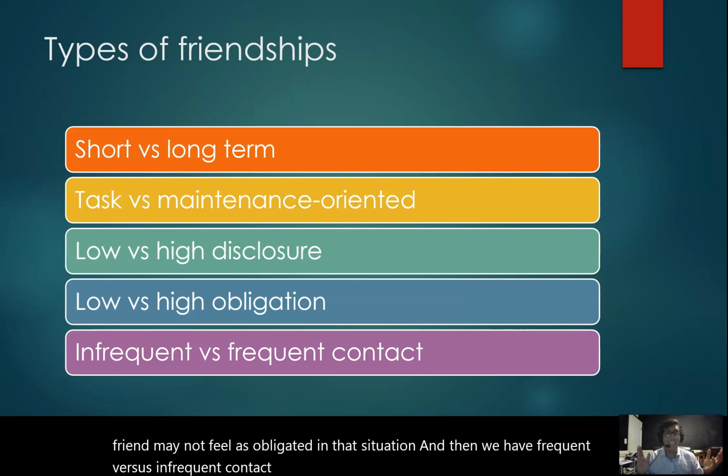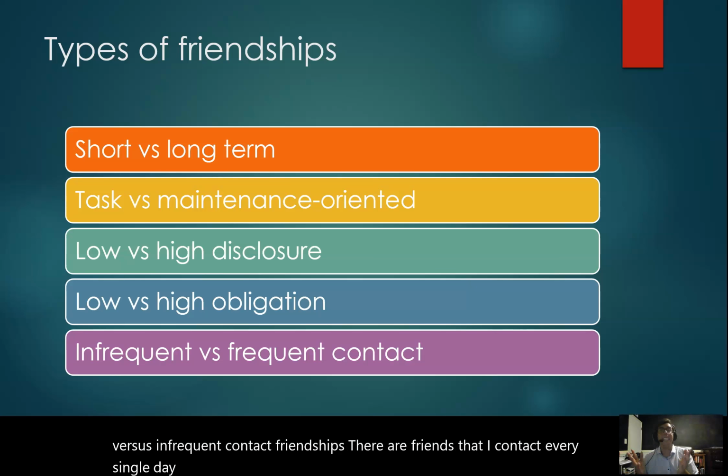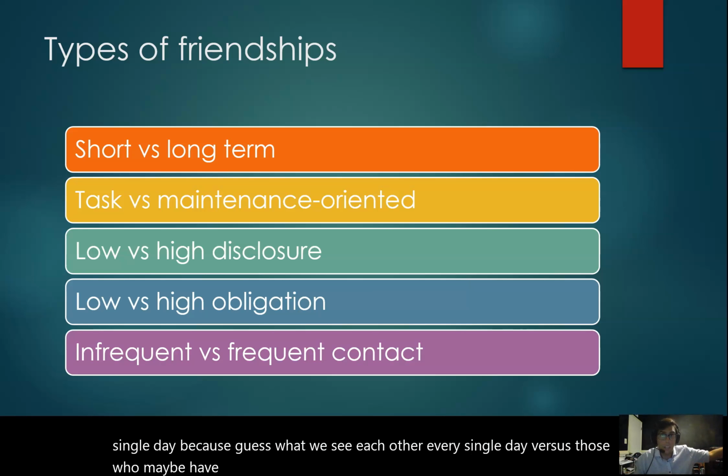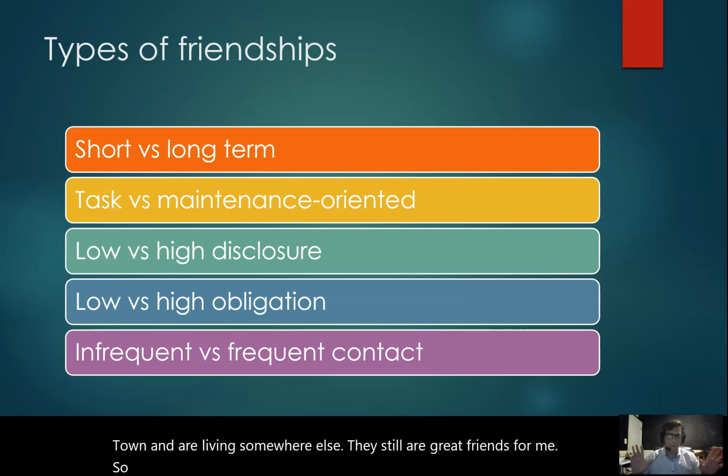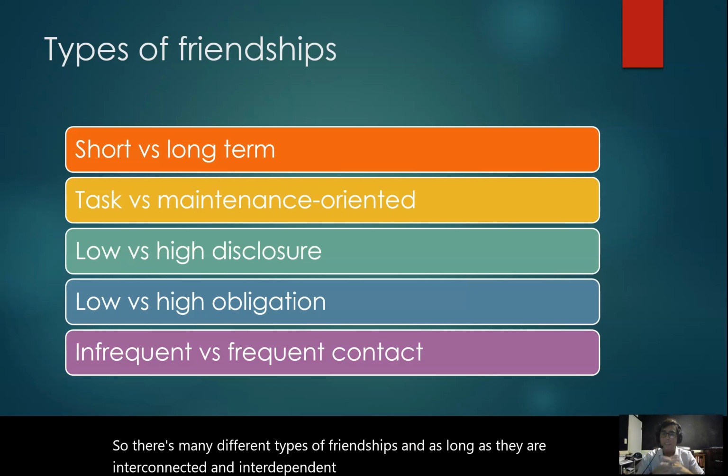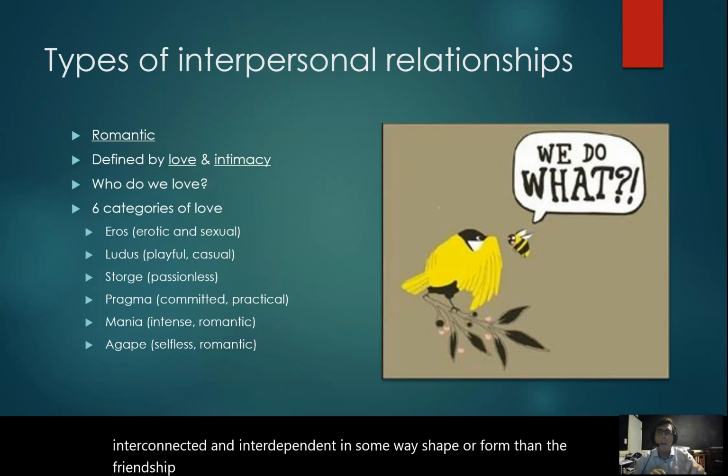There are friends that I contact every single day because, guess what? We see each other every single day. Versus those who maybe have left town and are living somewhere else, they still are great friends for me. So there's many different types of friendships, and as long as they are interconnected and interdependent in some way, shape, or form, then the friendship can still occur.